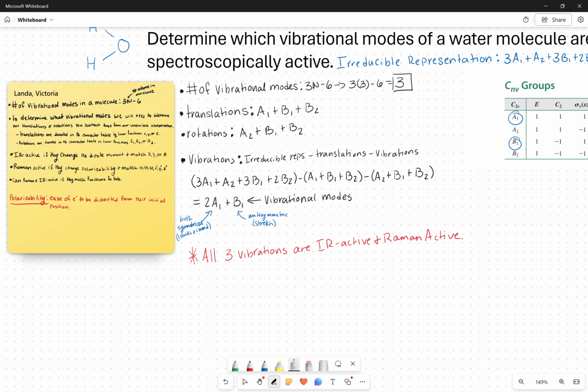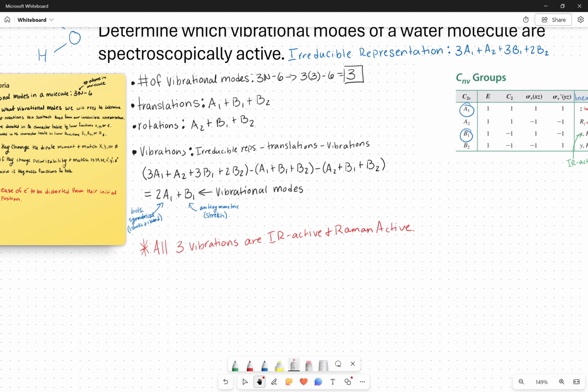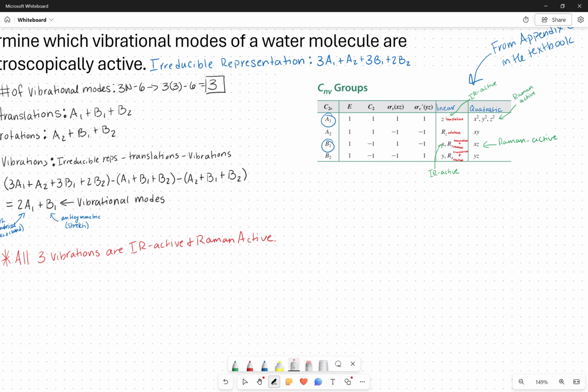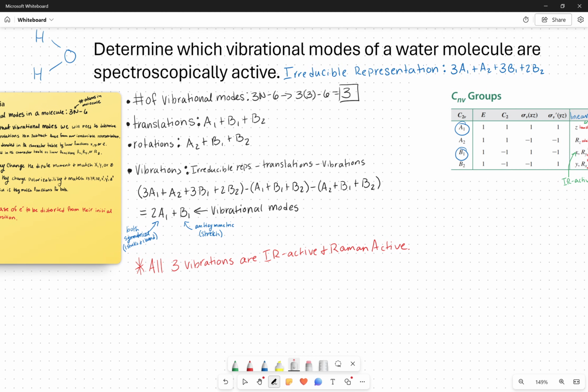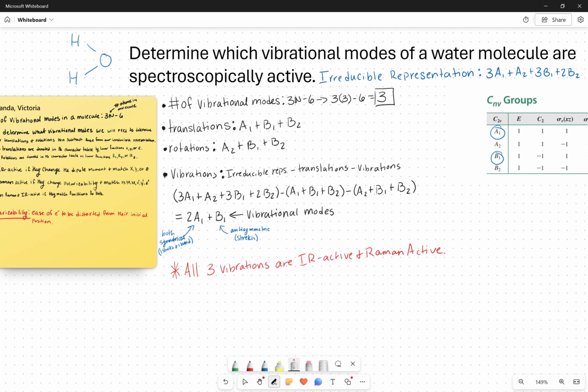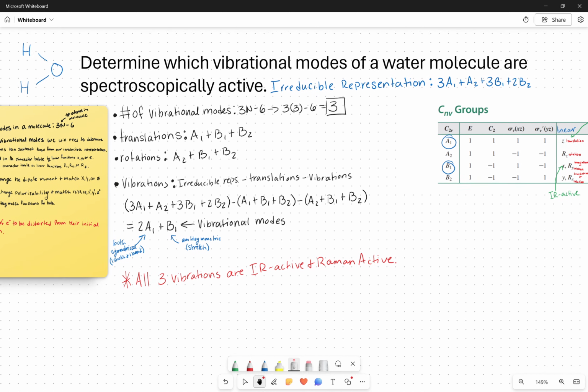On the other hand, rotations are denoted in the character table as linear functions Rx, Ry, or Rz, and we see that A2 is a rotation, B1 is a rotation, and B2 is a rotation. Now, it's important to note that B1 and B2 can both be seen to have translations and rotations, and this is important for later. So, we list our translations as A1 plus B1 plus B2, and our rotations as A2 plus B1 plus B2.